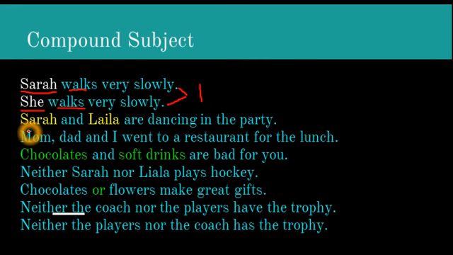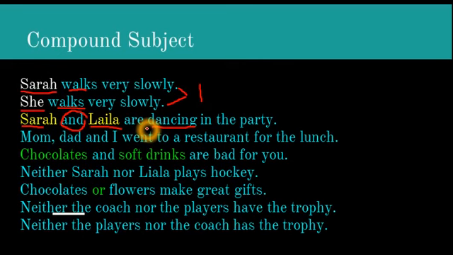Connecting words like and or or are used to join subjects. In this sentence, Sarah and Laila are dancing in the party. We have two subjects, Sarah and Laila, and we are connecting the two subjects with the connecting word and. They are sharing the same verb, dancing.